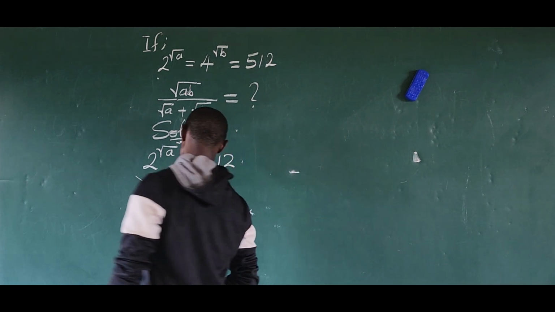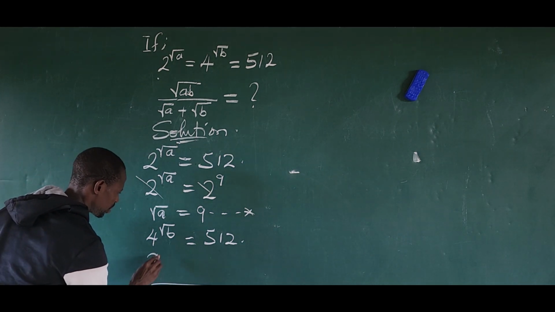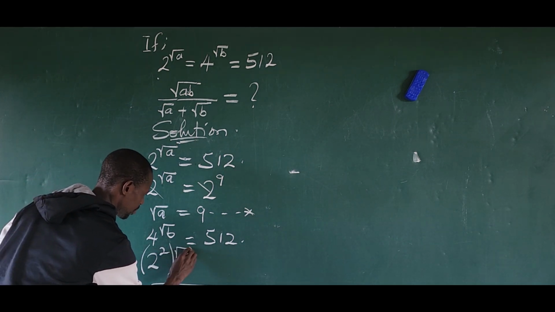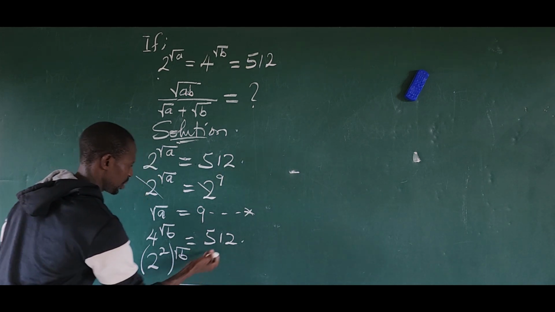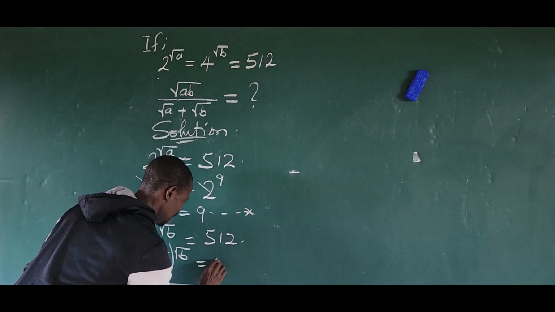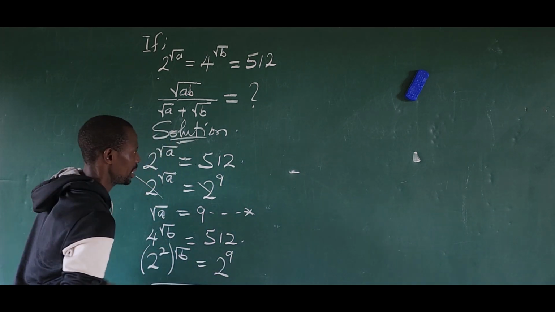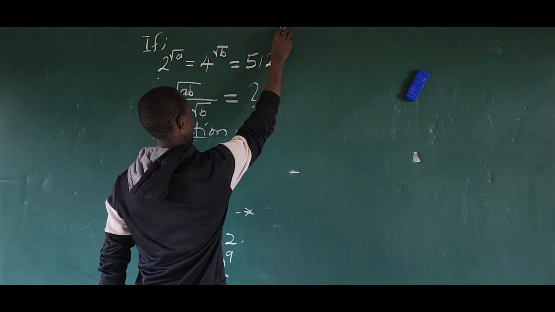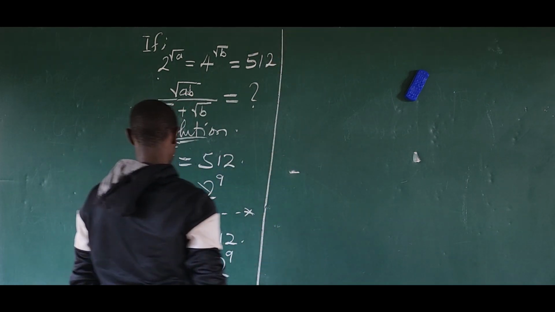So rewriting this is going to give us 2 to the power of 2, in bracket, to the power of root B. This is equal to, and this in base 2 will give us 2 to the power of 9, like we did in the previous one, right? Good. So from here, let's see what this gives us in turn.